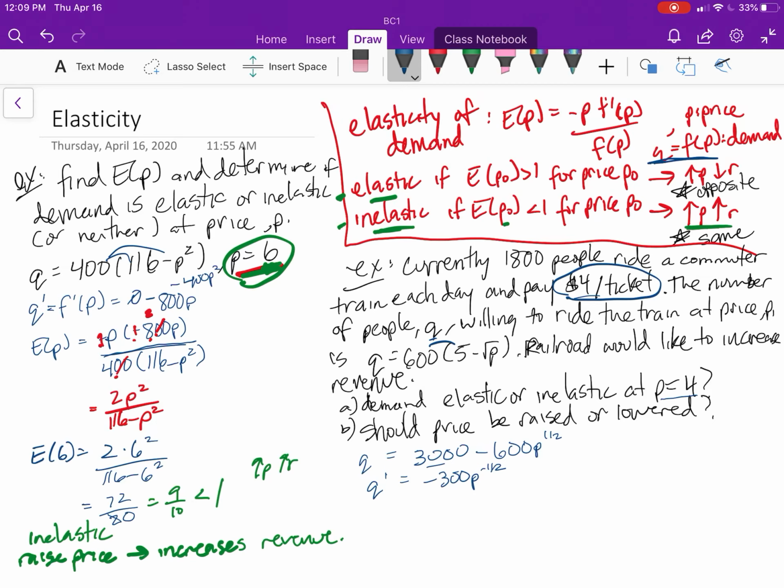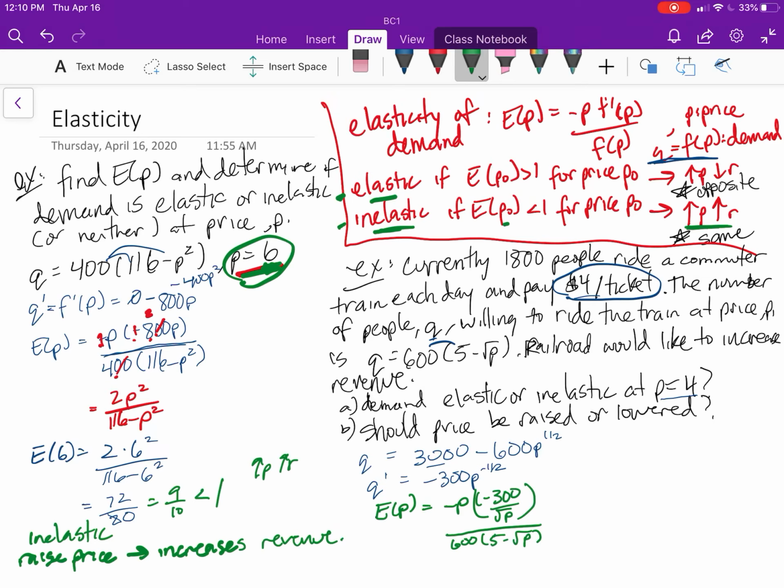And the original function, 600 times 5 minus square root of p. So we now do, let's change colors, E of p. Elasticity is negative p multiplied by that, so multiplied by a negative 300 p to the negative 1/2, which is over square root of p, right? Over the original function, 600 times 5 minus square root of p.